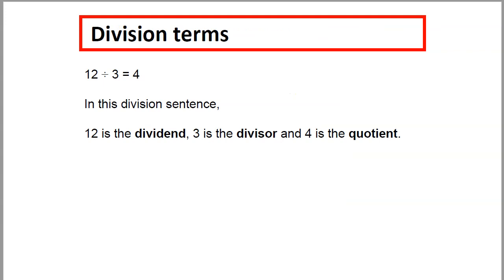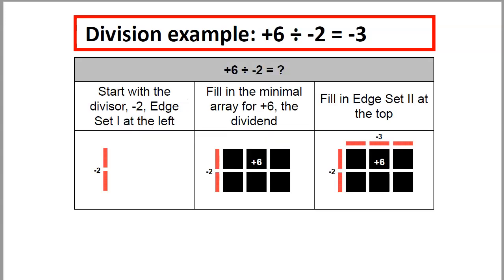For our division terms, in the division sentence 12 divided by 3 equals 4, 12 is the dividend, 3 is the divisor, and 4 is the quotient. An example of division in this instance is the division sentence positive 6 divided by negative 2. We start with our divisor negative 2, edge set 1 at the left.